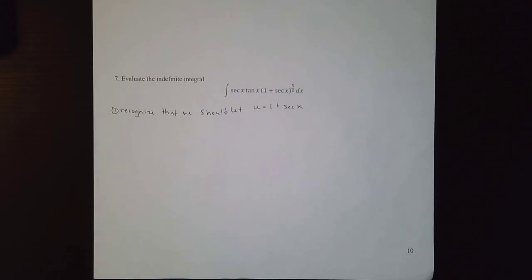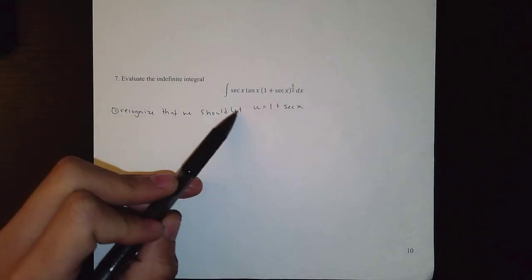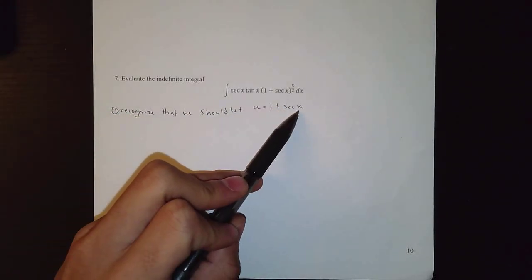Okay, so 4.5 number 7 says evaluate the indefinite integral. And we're given secant x tangent x times the quantity 1 plus secant x to the power of 5 halves. Now the first thing we should do is recognize that we should let u equal 1 plus secant x.